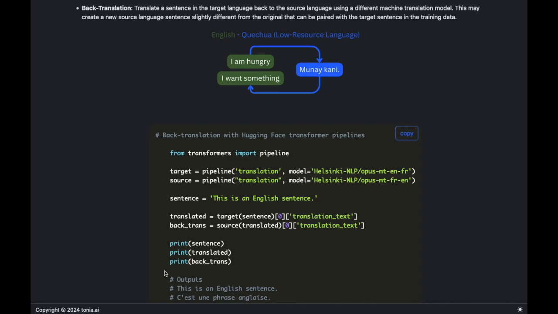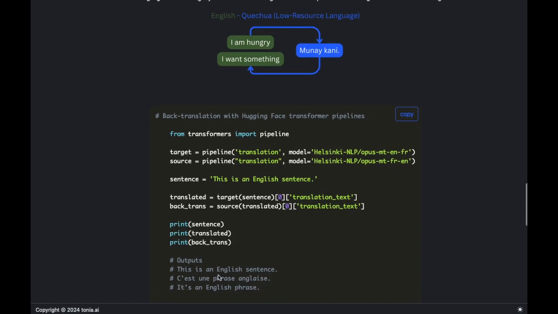So printing these out, I've put here what the output looks like. So we start out by outputting the initial sentence. This is an English sentence. And then we print the translated sentence, so the first step of translation of English to French. You see the outcome there, c'est une phrase anglaise. And then finally, we employ the second translator model by using the French sentence now as input and translating that back to English in the second model, and that translation translates to it's an English phrase.